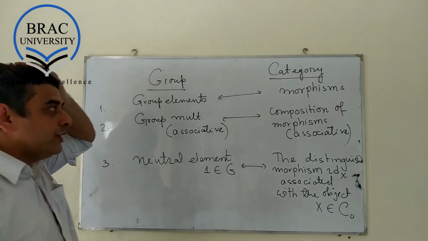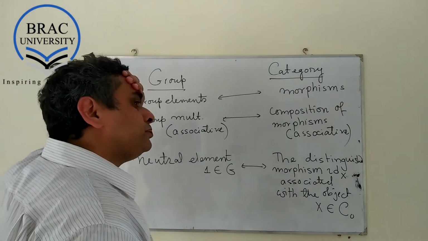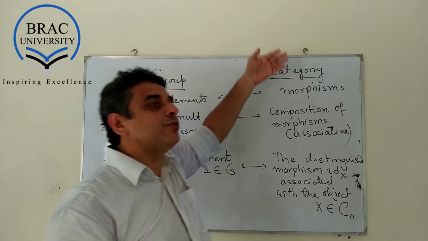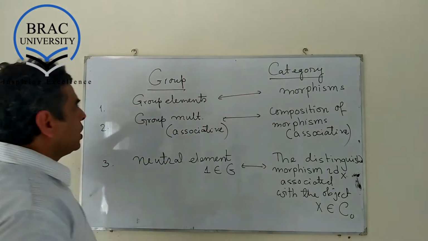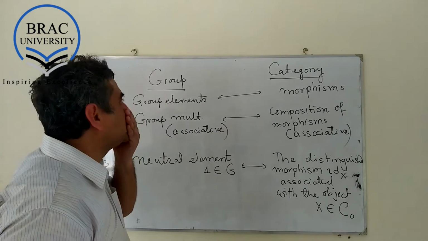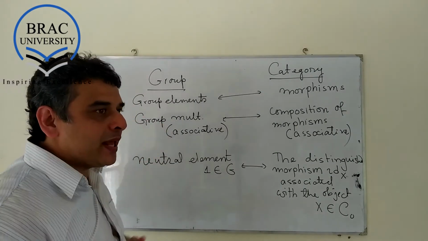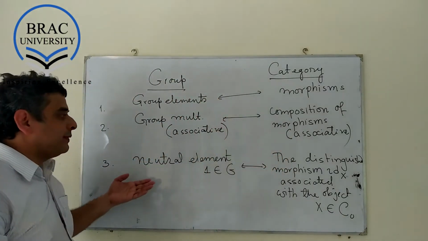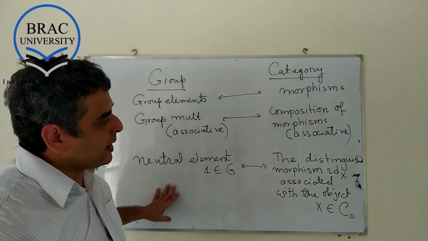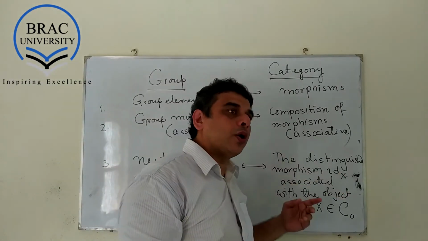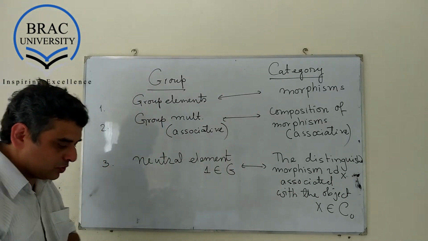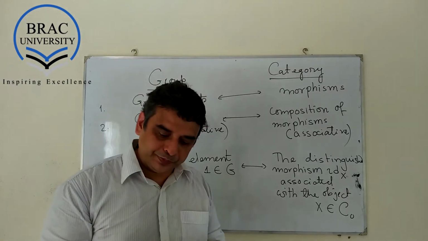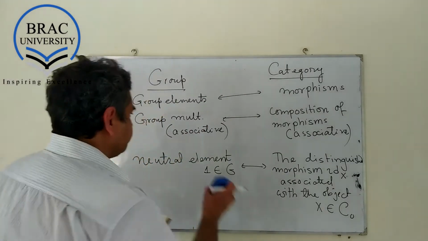So using the similarities, we want to view the group elements of the group as morphisms in a given category. Group multiplication between the group elements as the compositions of those morphisms, and the neutral element of the group as the identity morphism on a given object. Okay. All right. So far, so good.